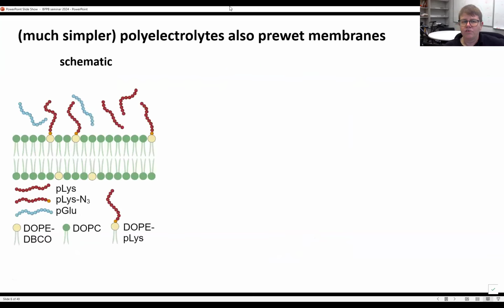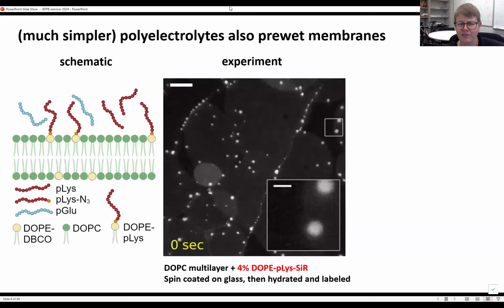Okay. So I've shown you many beautiful examples of real proteins condensing on membranes. We can also do this with very simple polymers. So this is polylysine and polyglutamic acid in cartoon form, but we can also do it in a real experiment. And so this is a multi-layer of a boring membrane, a DOPC membrane, where we have a small fraction of lipids that are clicked using click chemistry to polylysine. And then we add polyglutamic acid and polylysine to solution, and we can get pre-wet domains to form.